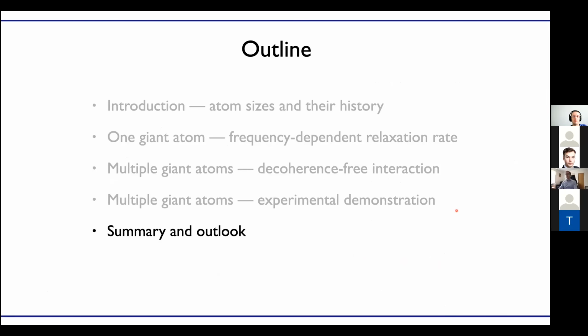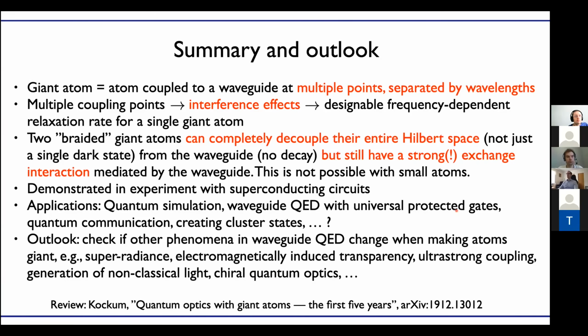Okay, so let me summarize. I've talked about giant atoms, and what I meant by this here was atoms that couple to a waveguide or some environment light at multiple points, and the distance between these coupling points is on the order of wavelengths. So when you have these multiple coupling points at these larger distances, you get interference effects. For a single atom, that meant we could design the relaxation rate as a function of transition frequency.